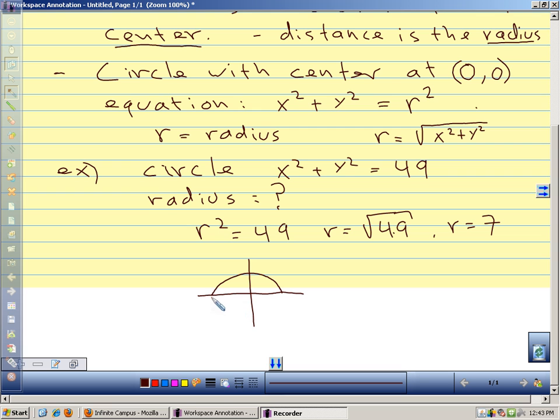My circle would look like this, more or less. This is (0, 0), and the radius is 7. So if we look at any point that's on that circle, and we find the x and the y value of that point, and we square the x and we square the y, they would add together to get 49. Any point on that circle, the x squared plus the y squared would equal 49. So that's the way circles work.